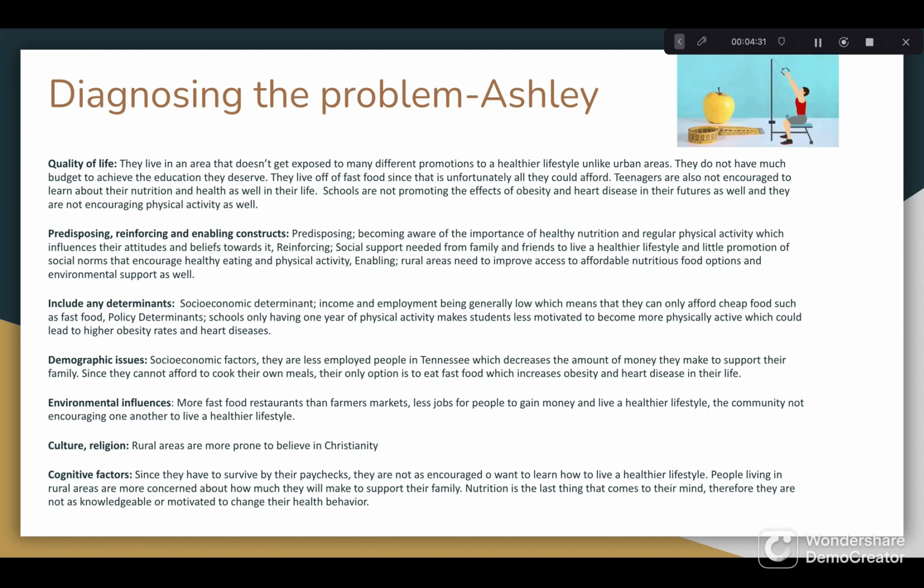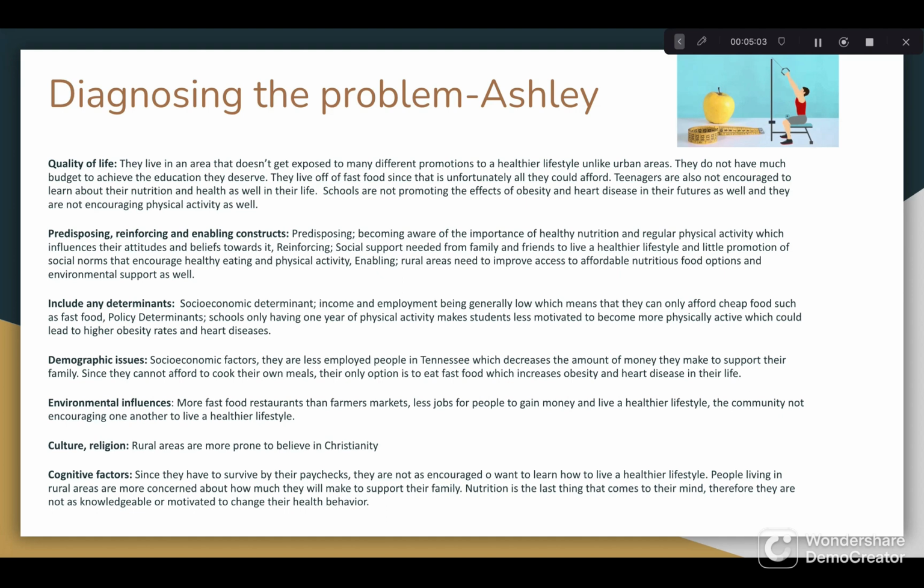When looking at the demographic issue, we can see that, again, socioeconomic factors play a part, since there are fewer jobs, which means less income, which also means that they have to resort to eating fast food. Environmental influences are that there are more fast food restaurants in these areas than farmers markets. There are fewer jobs for people to gain money and live a healthier lifestyle, and the community is just not engaging with one another to live a healthier lifestyle.